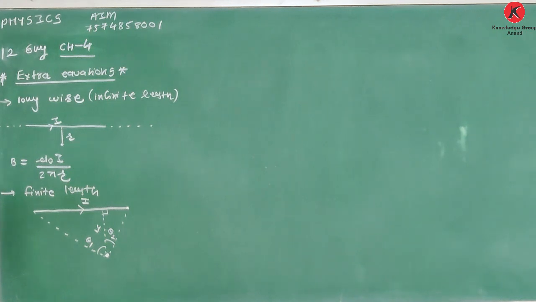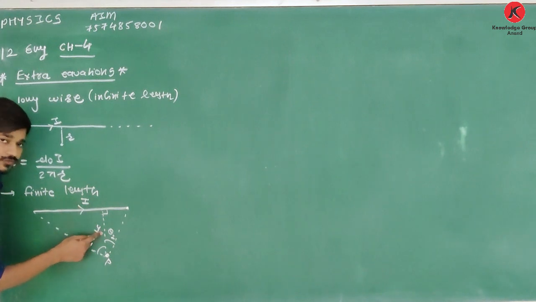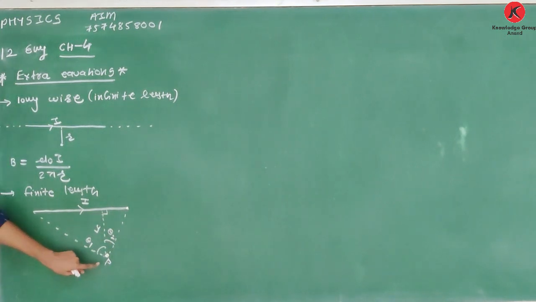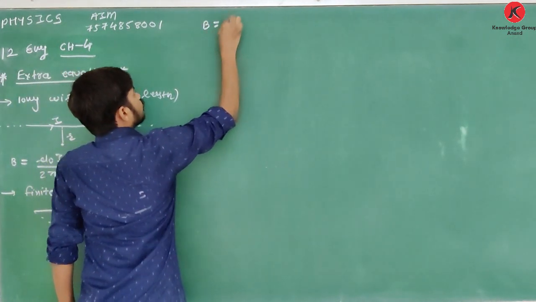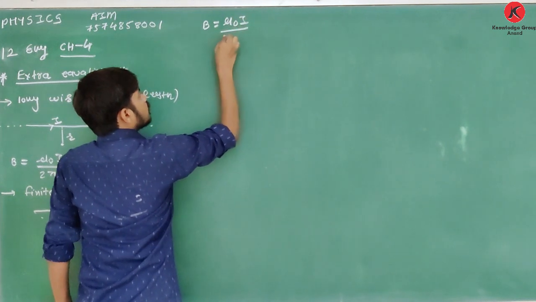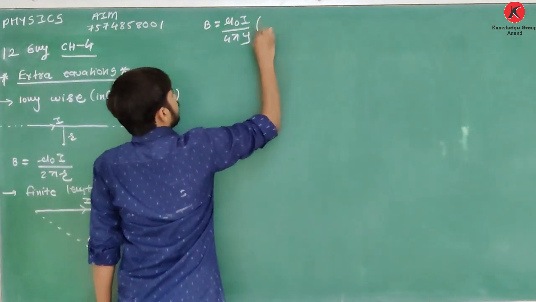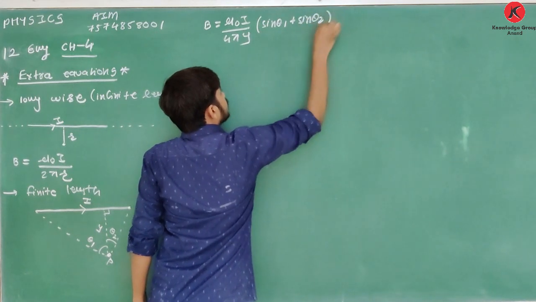Clear about this? What is the figure? It is one straight wire having current I. At point P, you have to find the magnetic field. Draw the perpendicular y and connect this point with the two ends. These two ends make angles with the perpendicular, theta 1 and theta 2. Then the magnetic field at point P is given by B equal to mu 0 I upon 4 pi y into sin theta 1 plus sin theta 2.